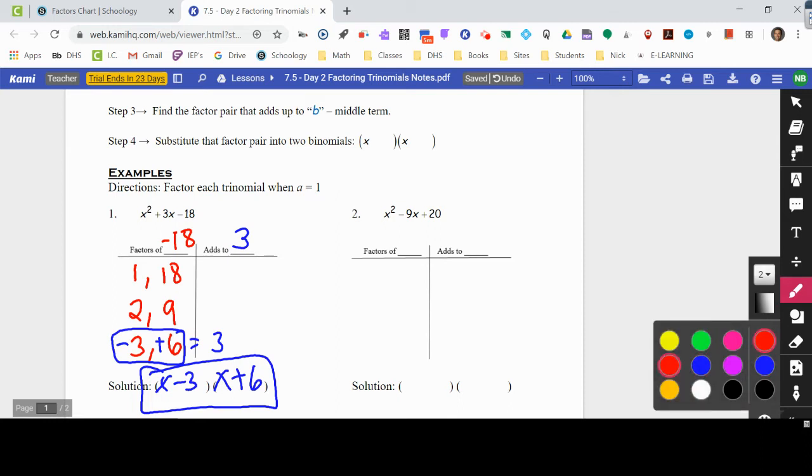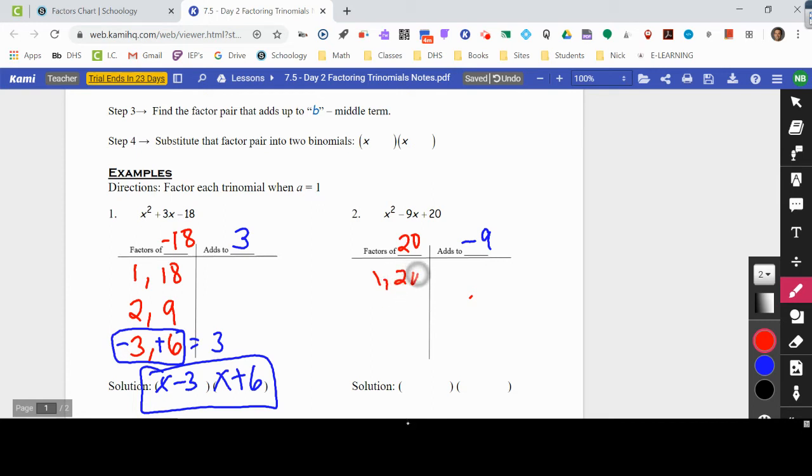Again, we're going to use our factor chart here. We have factors of positive 20, but this time they need to add up to a negative 9. The only factors I can use are my factors of 20, so it has to be one of these combinations: either 1 and 20, 2 times 10, or 4 and 5. Somehow, with one of these 3 pairs, I have to add them up to get negative 9. Well, wait a second.